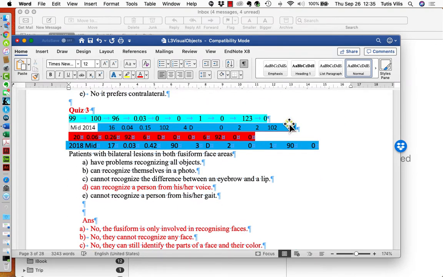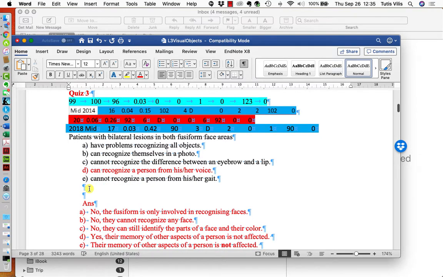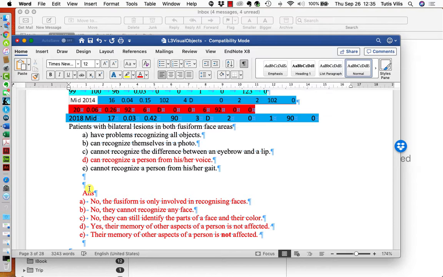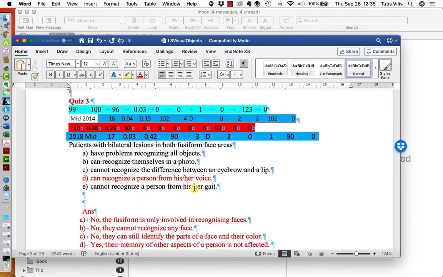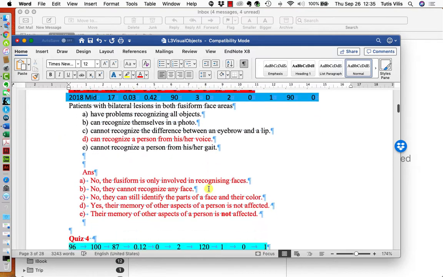The next one, patients with bilateral lesions in both fusiform areas. Okay, so if you get rid of the fusiform areas, they can't recognize. So this is true. They can recognize a person from his or her face, but not by gait. This is false. They can also recognize a person from the gait.